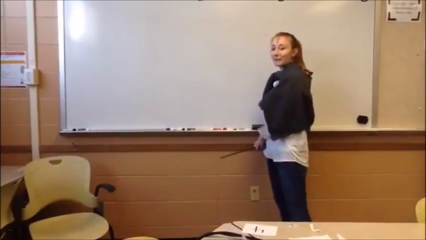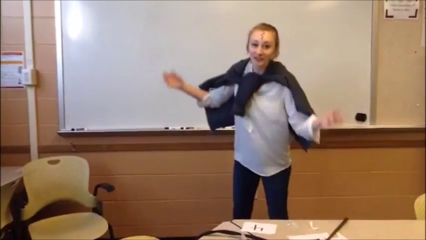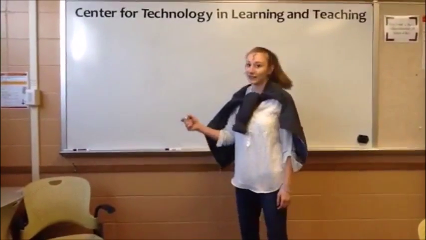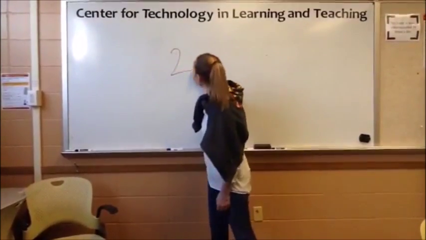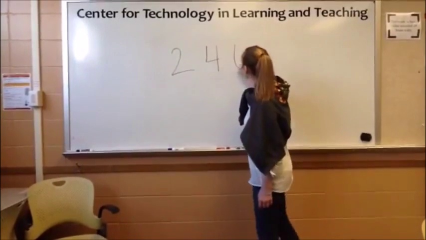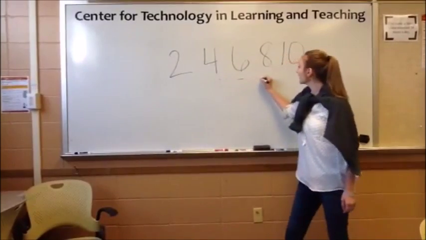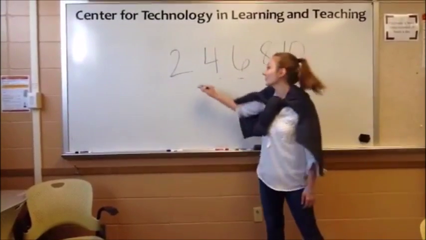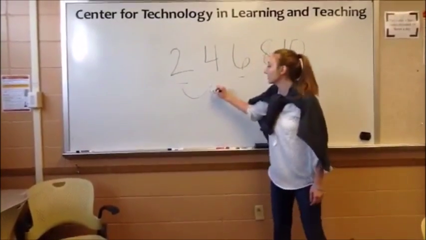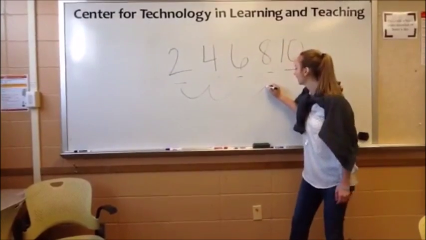If I wanted to find the multiples of 2, it's similar to skip counting, and I would just continue to count by 2. So 2, 4, 6, 8, 10. 4, 6, 8, and 10 are all multiples of 2 because they are increasing by 2 each time.